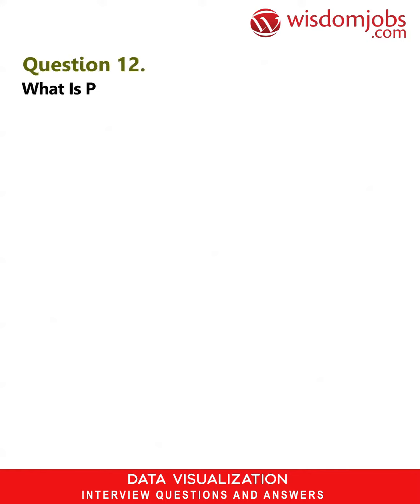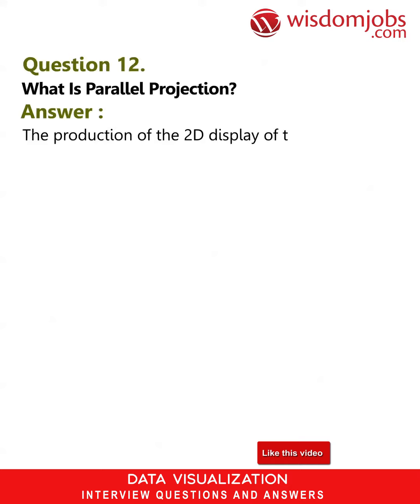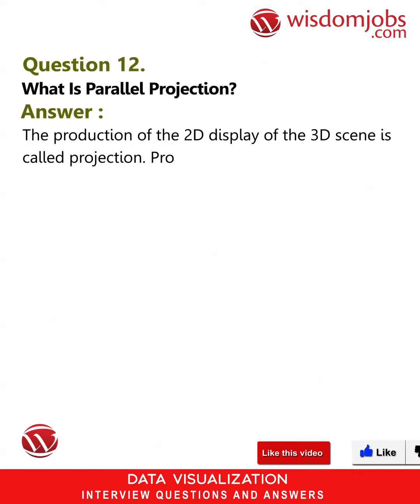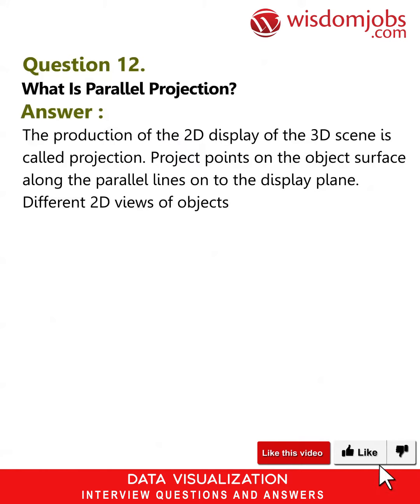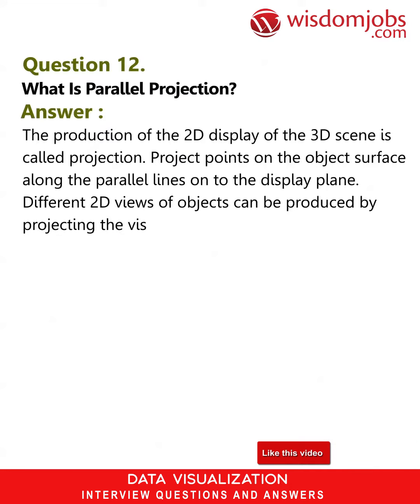Question 12. What is parallel projection? Answer. The production of the 2D display of the 3D scene is called projection. Project points on the object surface along the parallel lines onto the display plane. Different 2D views of objects can be produced by projecting the visible points.